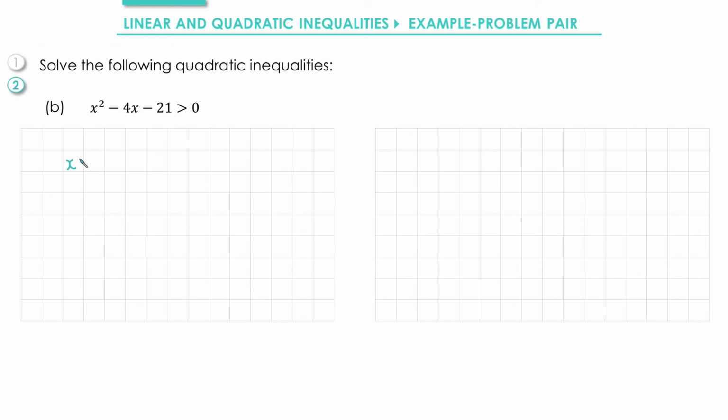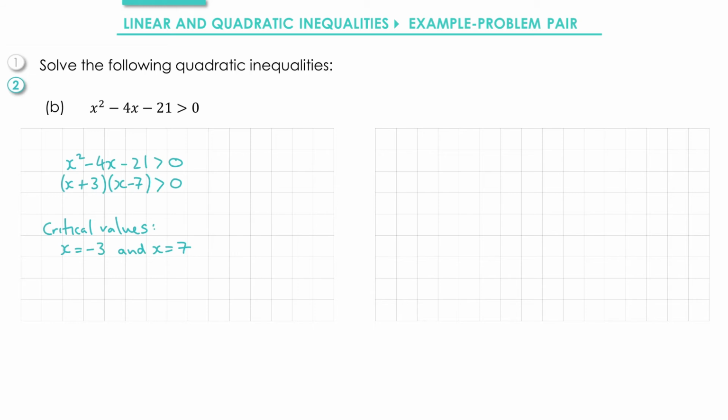Okay, in part B, we have x squared minus 4x minus 21 is bigger than 0. This factorises to give x plus 3 and x minus 7. Therefore, we have critical values at x equals negative 3 and x equals 7.